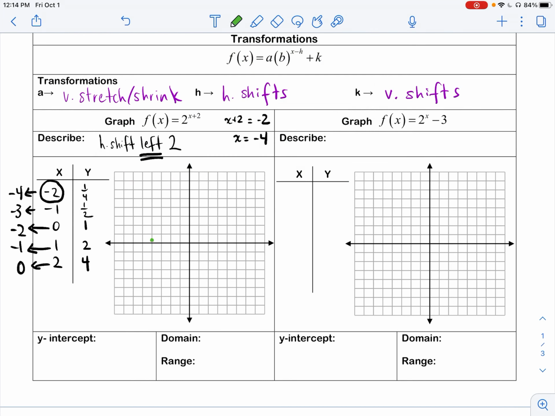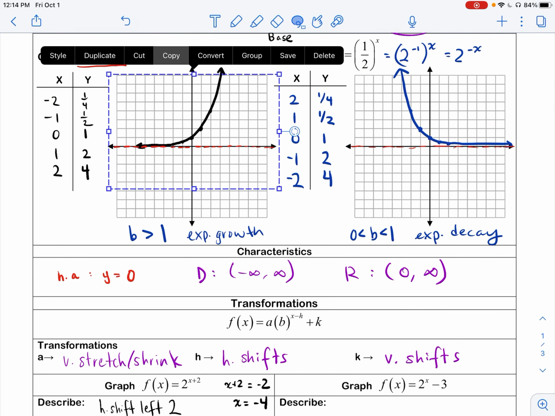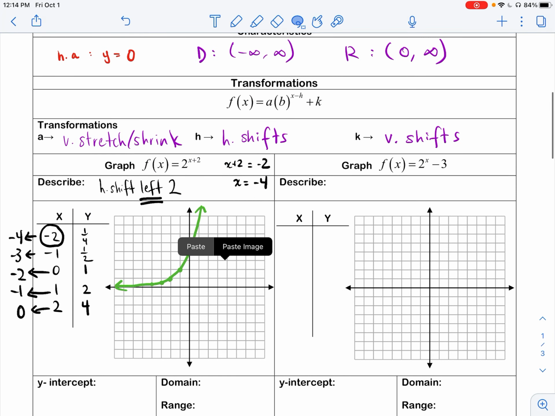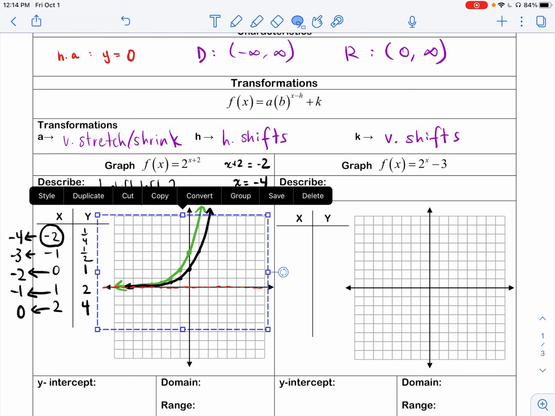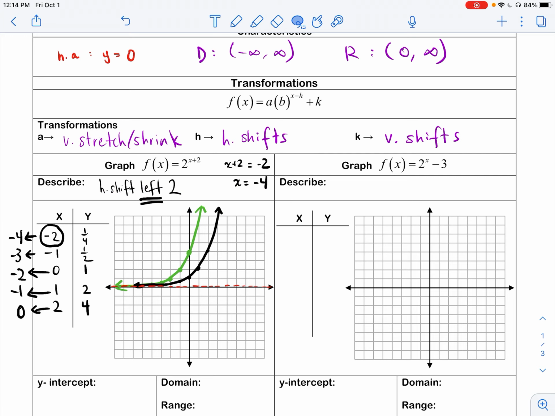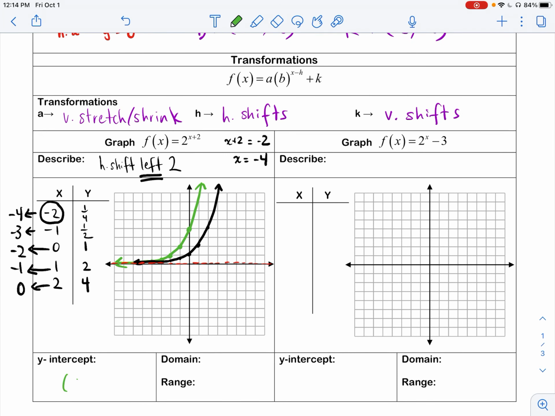So what does this graph look like? Let me do this graph here in green. -4 gives us 1/4, -3 gives us 1/2, -2 gives us 1, -1 gives us 2, and 0 gives us 4. This graph is going to look something like this. And if I take the graph that I initially graphed and plot it on the same axes, we can see them side by side. Now it's in the right spot. We can clearly see that horizontal shift to the left 2 units.